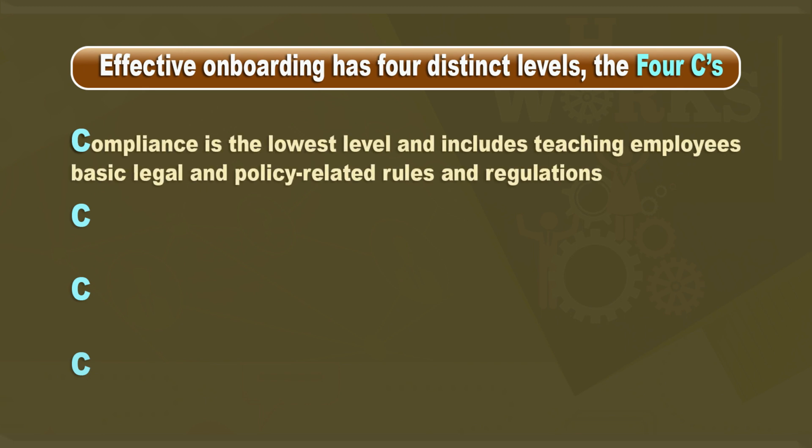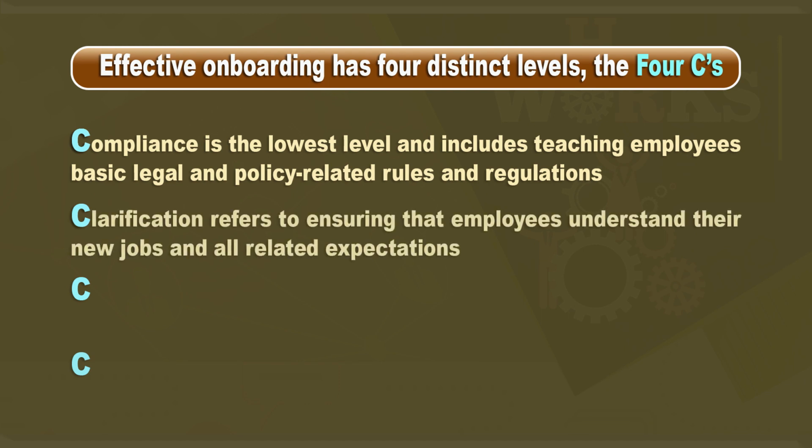The first C is compliance, which is the lowest level and includes teaching employees basic legal and policy related rules and regulations. The second C is clarification, which refers to ensuring that employees understand their new jobs and all related expectations.